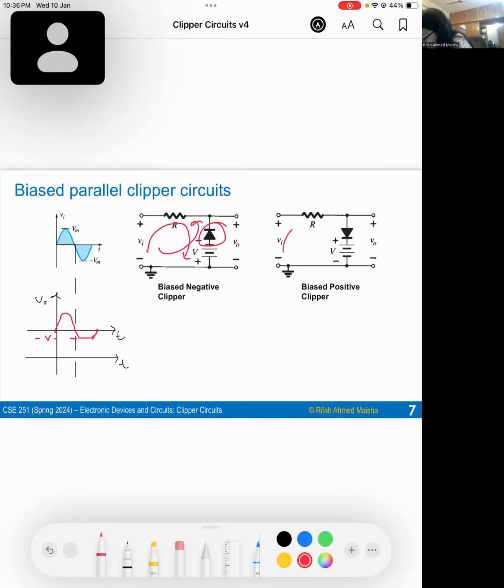For figure 2, during the positive half cycle, the diode is forward bias and short circuit. That's why the output voltage will be equal to the bias voltage. And during the negative half cycle, the diode is reverse bias and open circuit. That's why the output voltage will follow the input voltage. If we draw the waveform, it will look like this. Here the positive part of the signal is clipped off after the bias voltage.